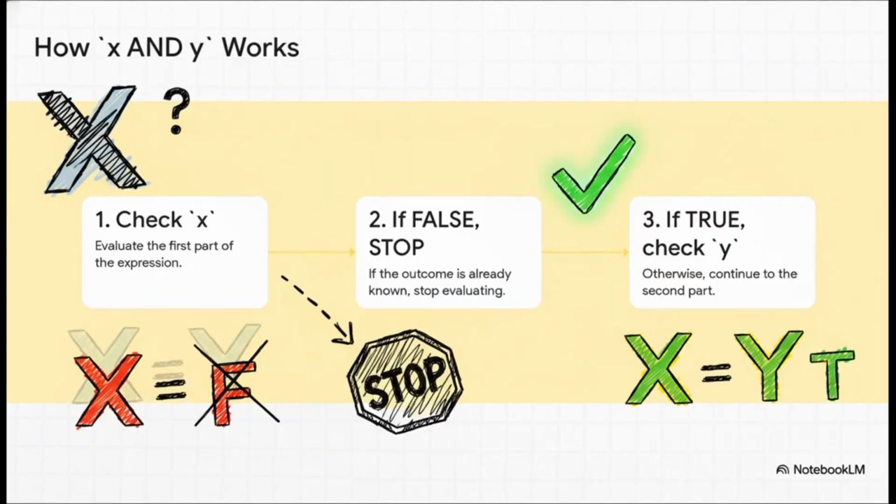Here's a perfect example with a logical and. The computer needs to figure out if X and Y are both true. So first, it checks X. Now, if X is false, does it even matter what Y is? No way. The whole thing is already false. So it just stops right there. It only bothers to check Y if and only if X turns out to be true. It's a tiny optimization that saves a ton of processing time.